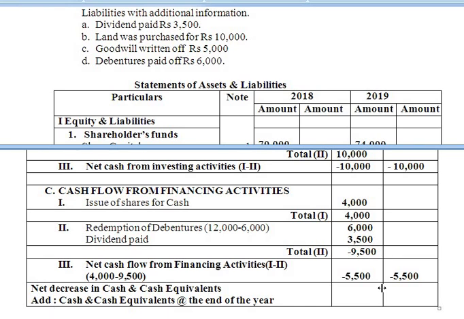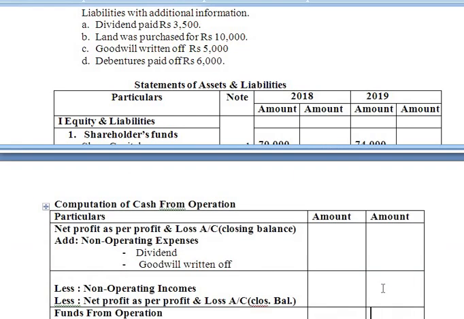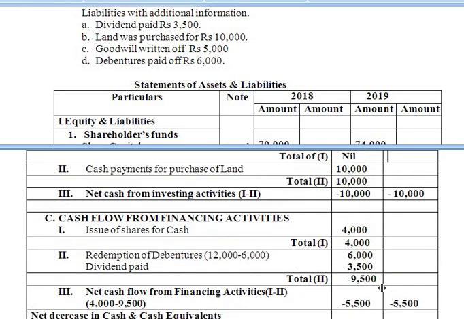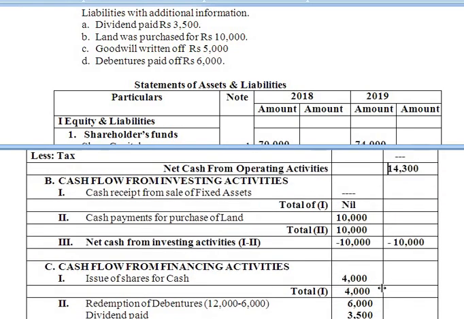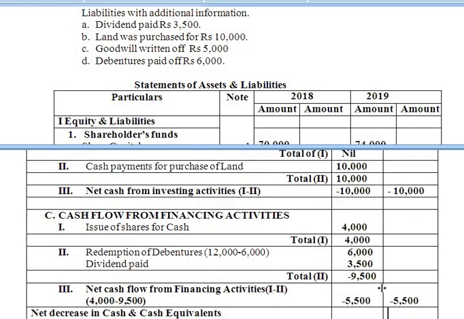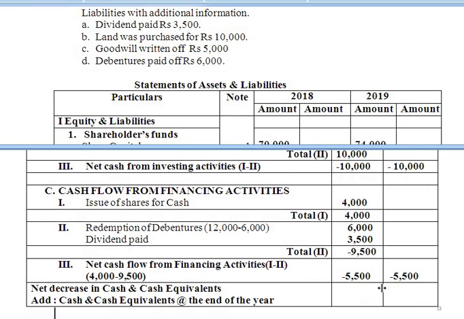14,300 minus 5,500, and last one, sorry, 14,300 minus 10,000 net cash flow from investing activities. So the balance is 4,300. From 4,300 we have to deduct 5,500. Again the balance is in negative. How much negative? 1,200. Okay.